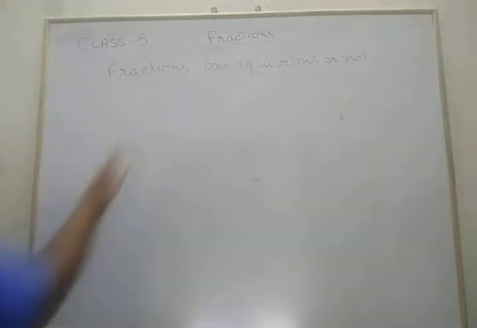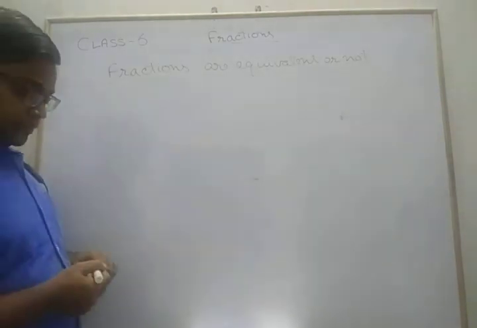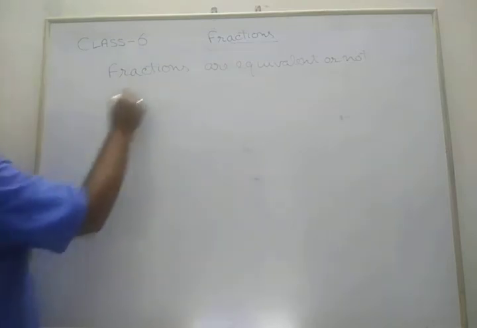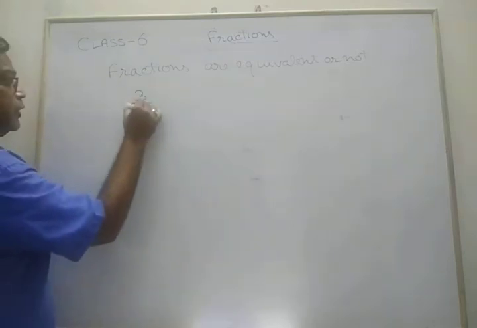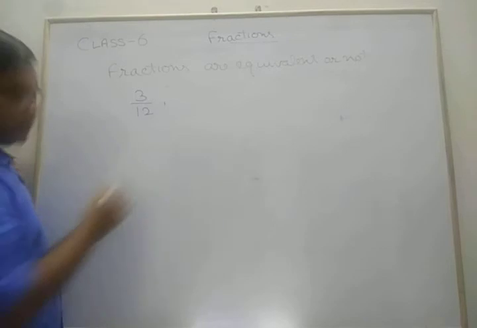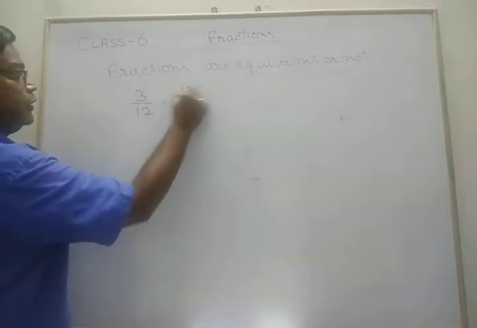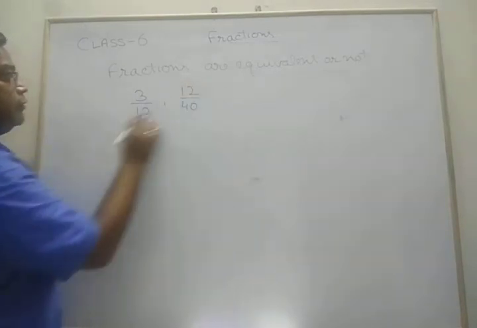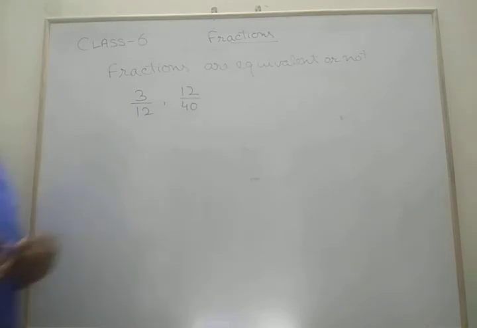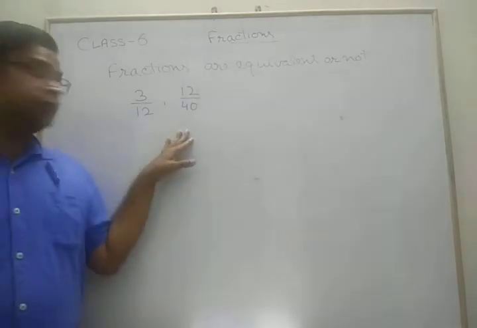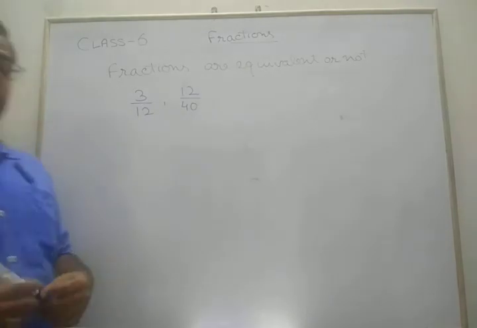So let's start. Choose one pair. In this case, I am choosing the first part, 3 upon 12 and 12 upon 40. We have to check whether these fractions are equivalent or not. How do we check equivalence? We discussed that in the last video.